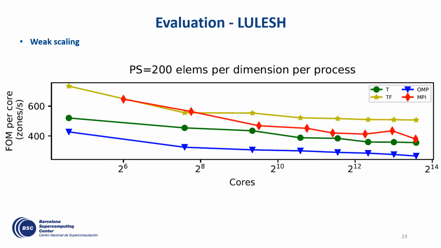In the weak scaling, the TF version is clearly the best. In this case, in contrast with the strong scaling scenario, the T version is noticeably outperforming the OMP version, even reaching the MPI version in the last point. This is because this weak scaling experiment uses a big problem size that mitigates granularity issues.